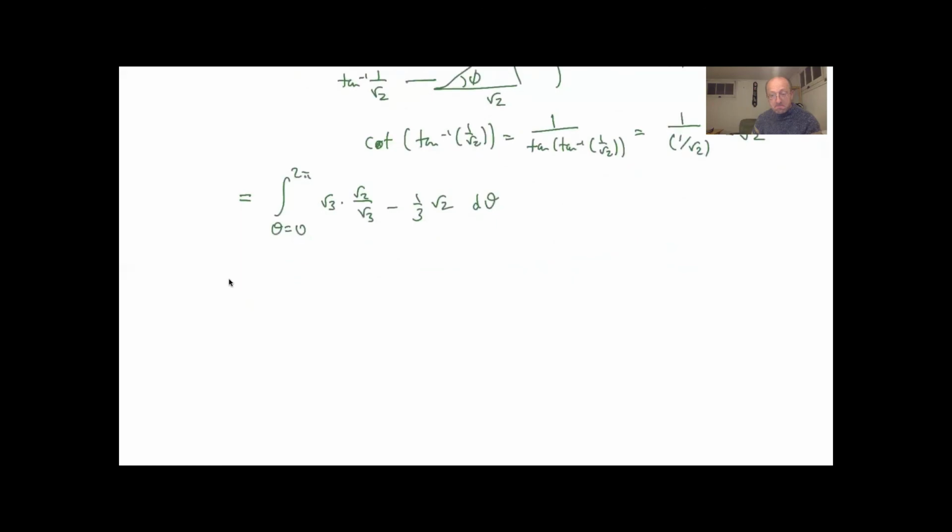I have positive square root 3 times the fraction we found, root 2 over root 3. Now, this time I have minus 1/3 times the other value we found, which is root 2. And that's what we're integrating d theta. Well, it'll simplify a bit more. Root 2 minus the third root 2, or in other words, 2/3 root 2.